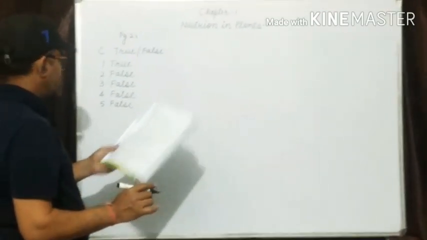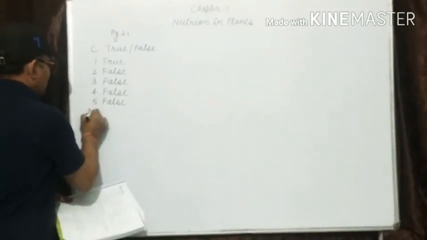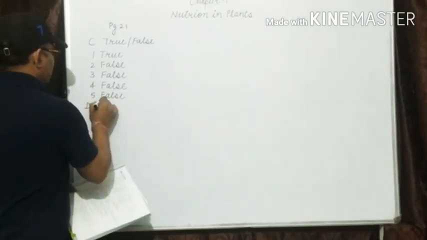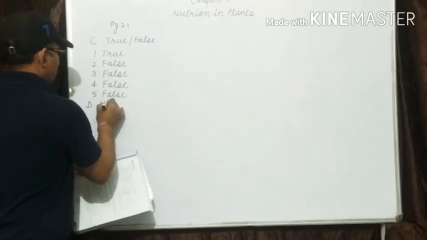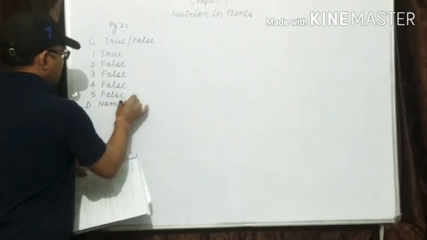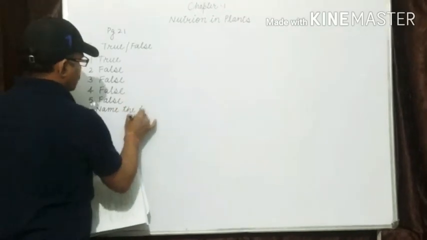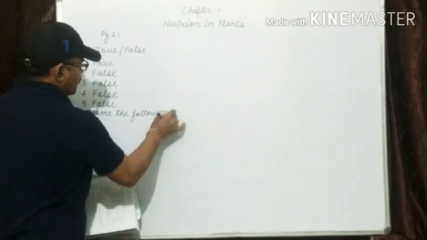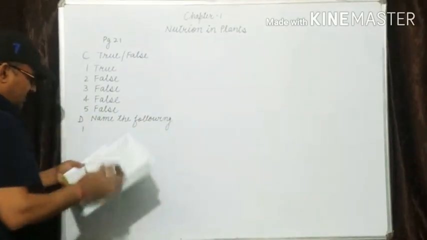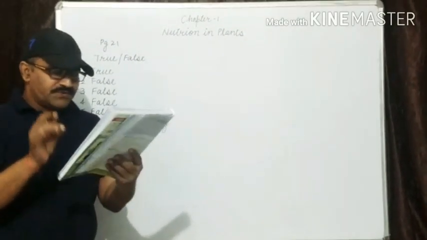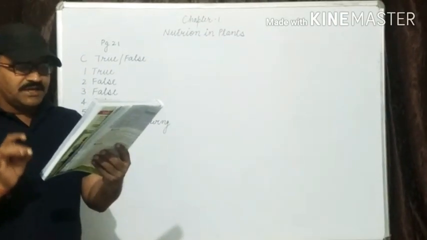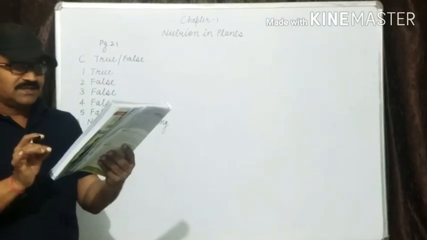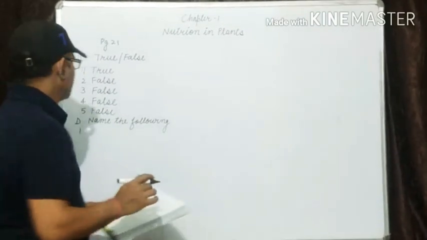Now next is D part. D, name the following. Number 1. The process by which organisms take in nutrients to use for life. That process is known as nutrition.